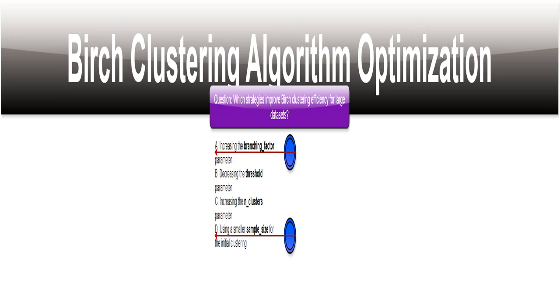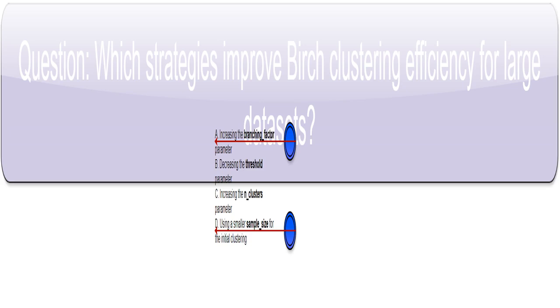I'm focusing on how to make the Birch clustering algorithm run faster, especially with massive datasets. We're looking at how to tweak settings to improve efficiency. The core question asks us to identify the parameter adjustments that speed up Birch clustering.